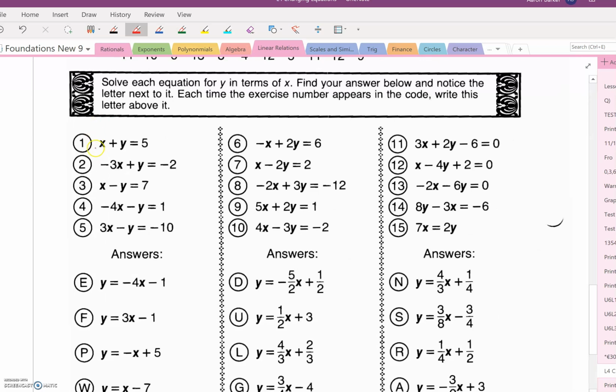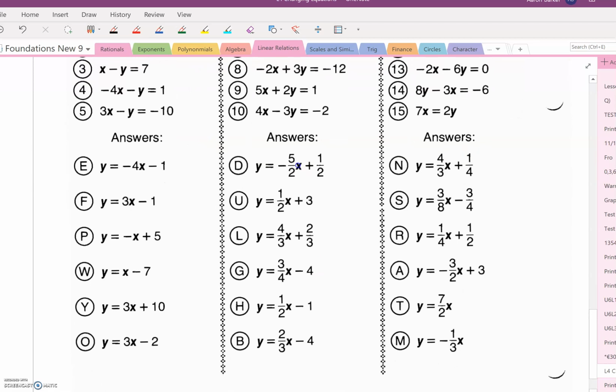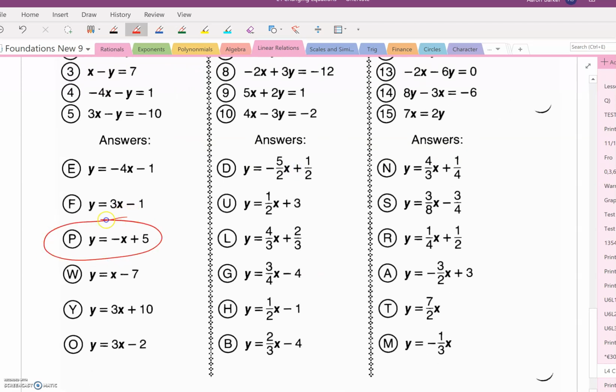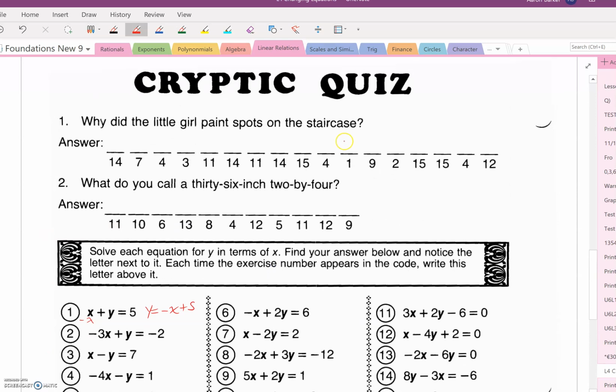But here I'm going to go minus x, and so I'm going to get y equals negative x plus 5. And so then I look at my answer, y equals negative x plus 5 right here. And so wherever there's a number 1, I put the letter P. And so here's a number 1, I put the letter P.